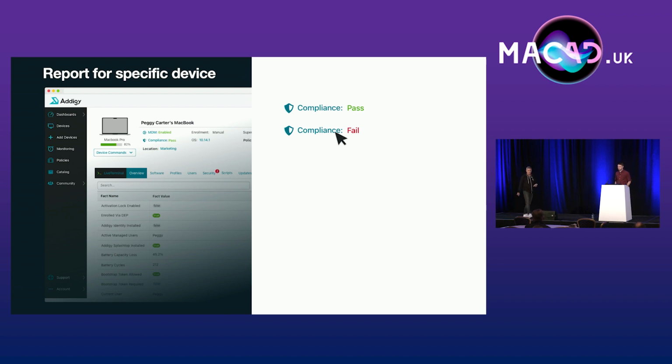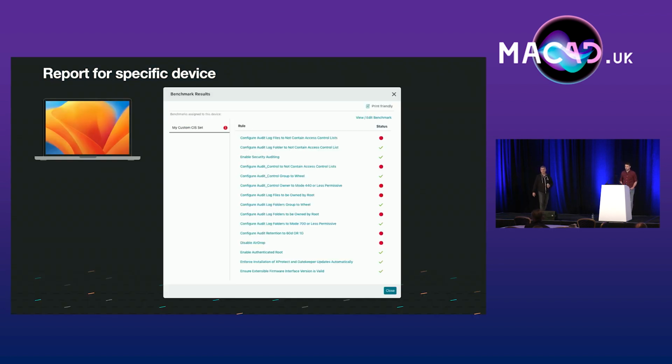In this case, if you click that icon there, this is for a specific device. You'll be able to see which benchmarks are applied on the left there. In this case, only one. And these are all an itemized list of all the rules that were sent to that device and whether the device passed or failed.